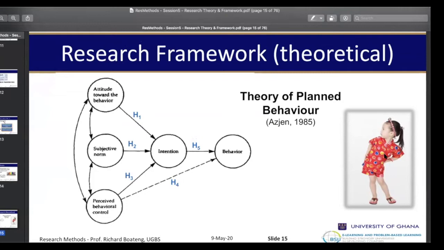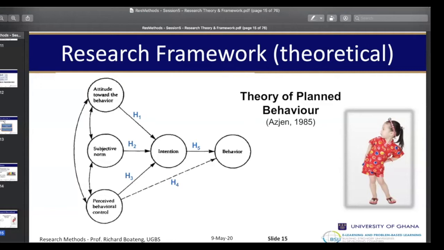Ajzen says, listen very carefully, the theory of planned behavior tells us what influences or predicts a planned behavior, a behavior that is usually made by choice. So he said there are three things that influence a person's planned behavior, intended behavior. One, for an intention to occur, it can generate from a person's attitude towards the behavior. Number two, attitude is defined as the degree to which you have a favorable consideration towards the behavior. Okay, so let me take my time.